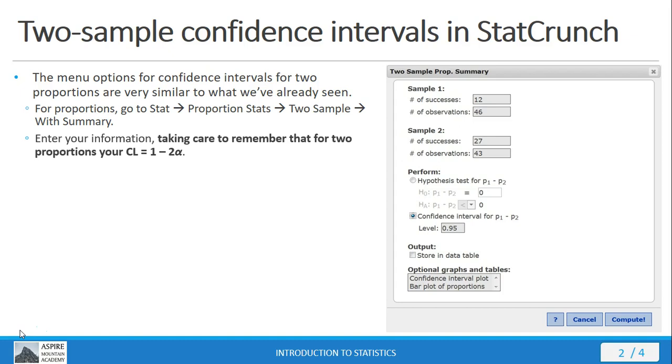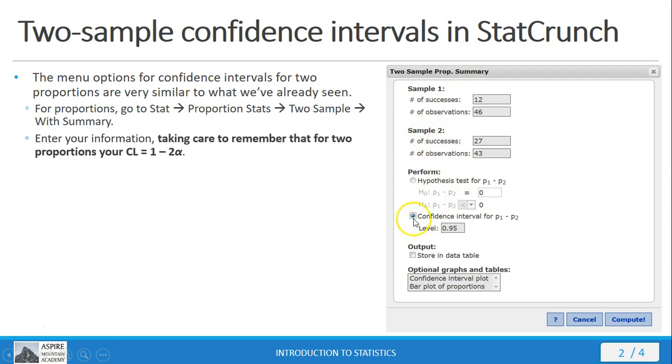In our options window, notice that we've got places to put proportions for the first and second sample. What we learned from the hypothesis testing is going to be pretty much the same. The sample that's mentioned first is going to be sample 1. The one that's mentioned second is going to be sample 2.